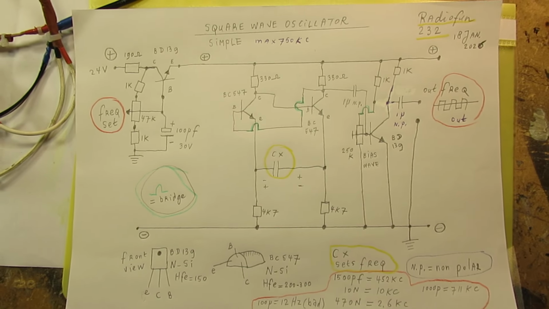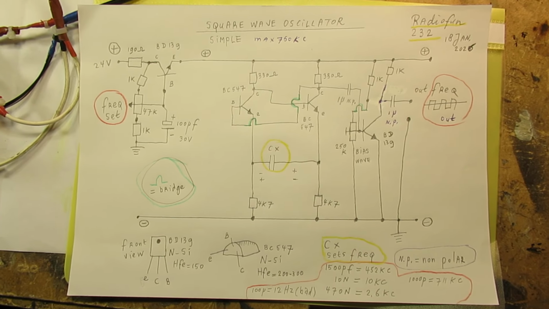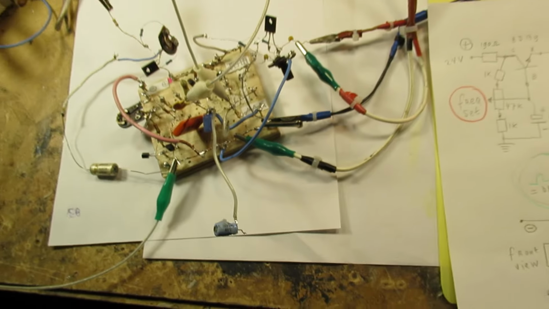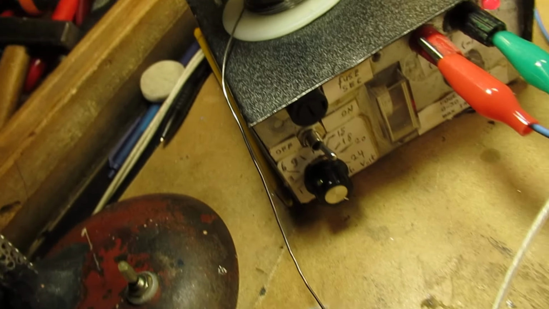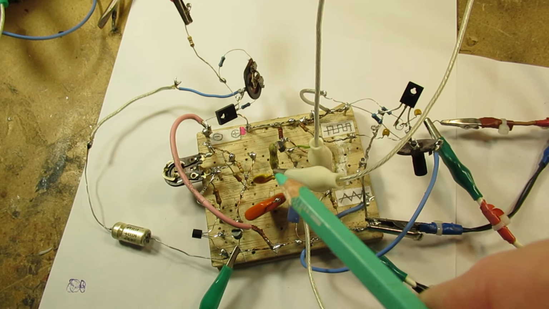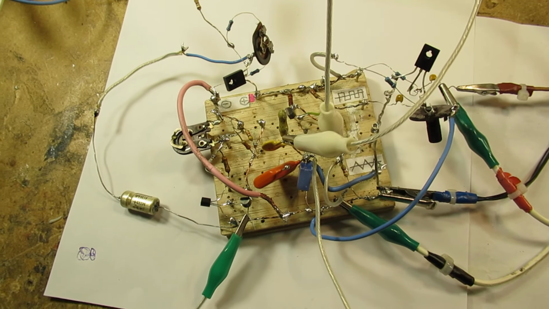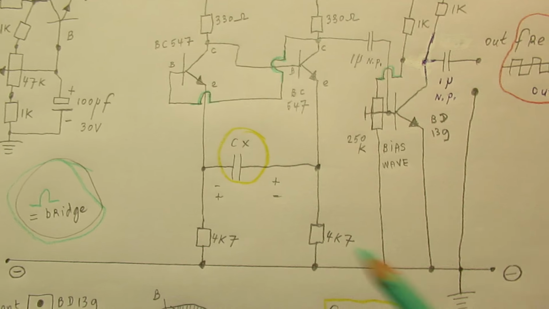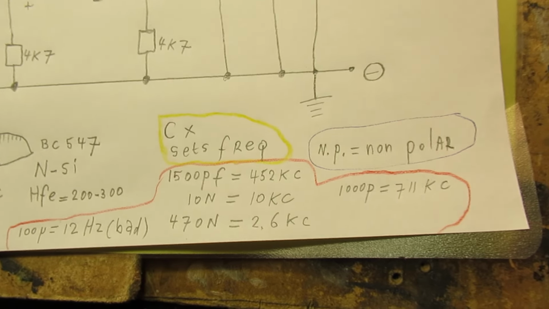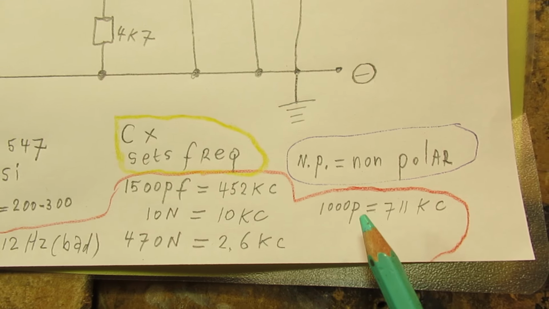So let's see what this can bring. Voltage supply is 24 volts, and I needed that 24 volts to get a voltage span, and that voltage span is responsible for the frequency. Well, Cx is more or less the key here. It sets the frequency. Let's test different frequencies and different capacitors, of course.